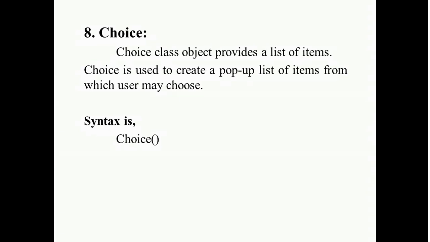Choice class object provides a list of items. It is used to pop up a list of items from which the user may choose. This choice component takes up only enough space to show the currently selected item. Each item in the list is a string. The choice is mainly used to create a list of items from which the user can choose any one item at a time.